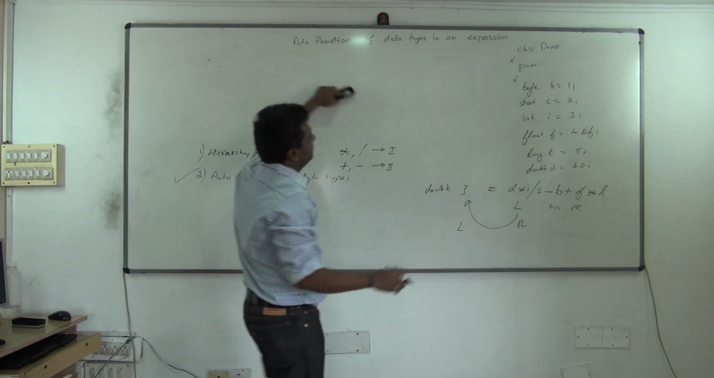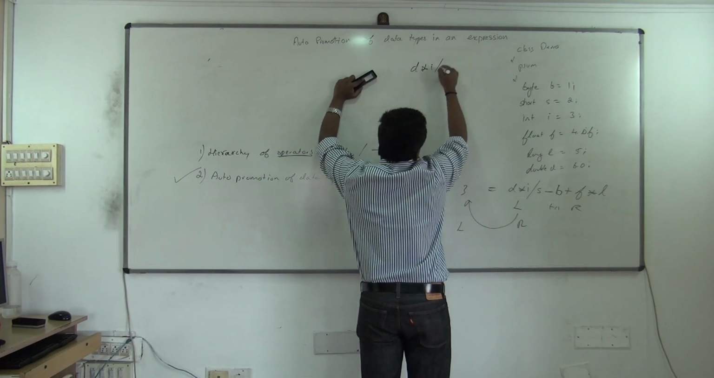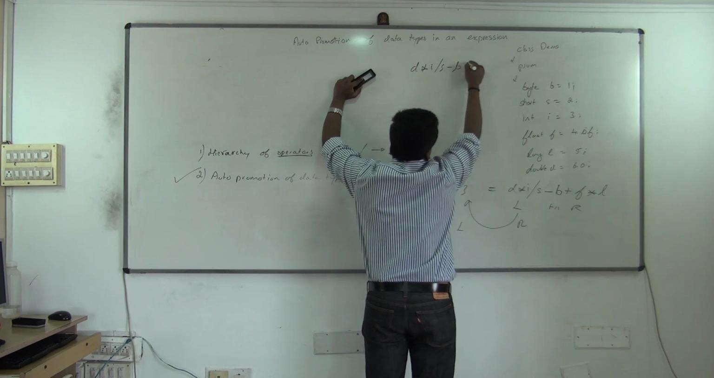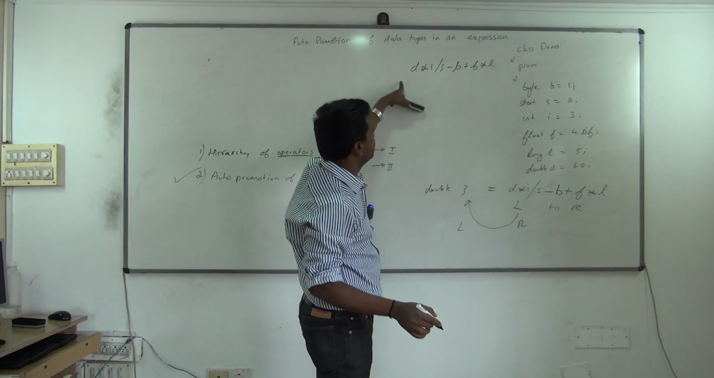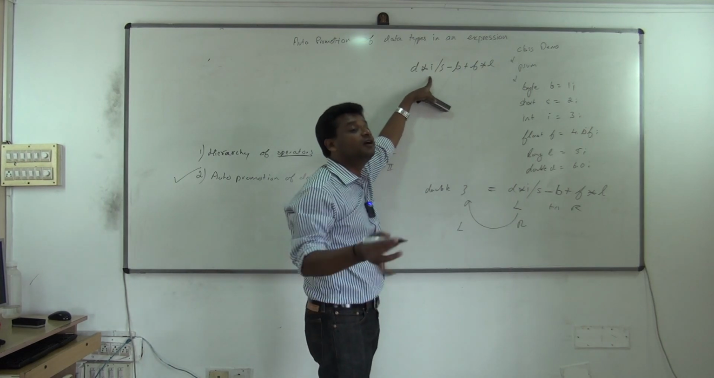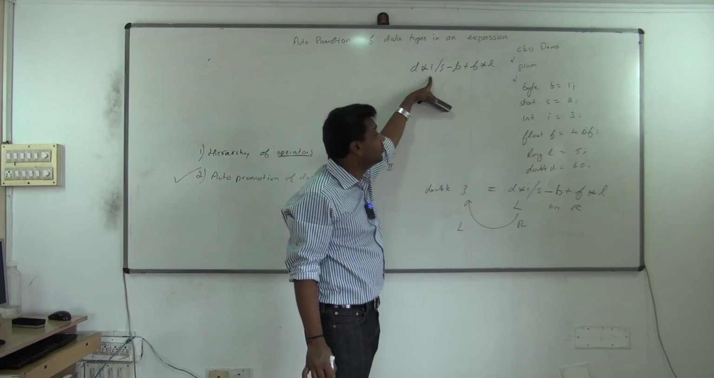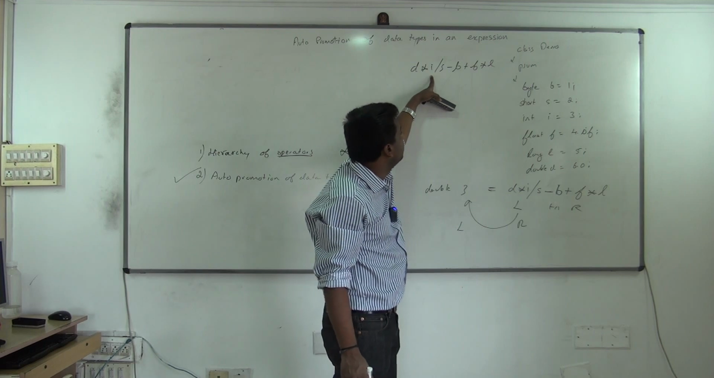I think we are too far. Okay, let me write it here. D into I divided by s minus b plus f into L. So what is the double value? 6. 6 into I. I is int now. So int gets promoted to double. 6 into 3 is how much? 18.